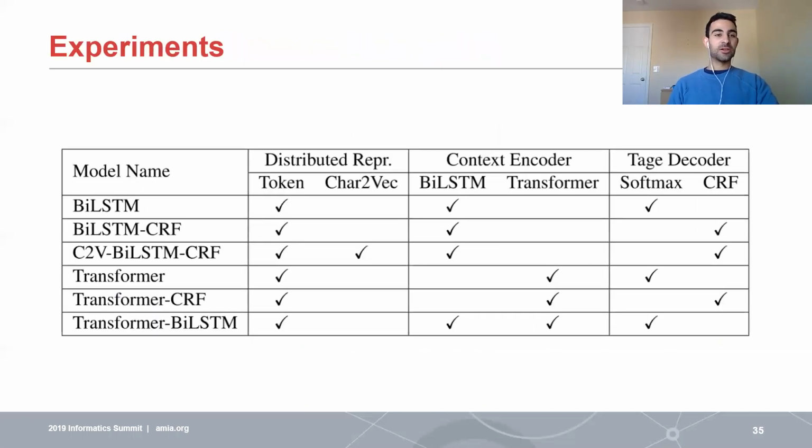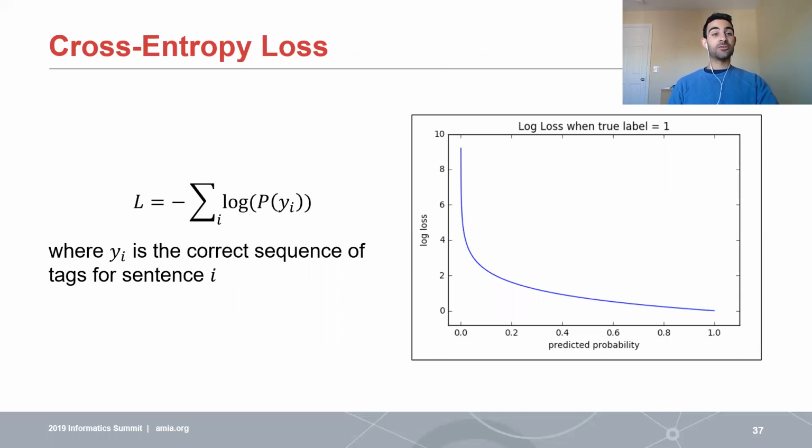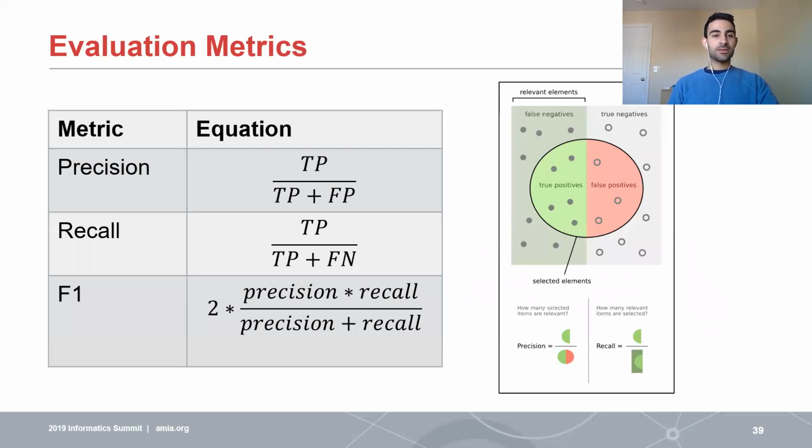This slide summarizes the models we built. Each row corresponds to a different combination of distributed representation, context encoder, and tag decoder. Moving on to training. All our models were trained using Cross-Entropy Loss, the standard for multi-class classification tasks. The probability of a sequence is given by the outputs of Softmax or CRF. Results. This slide lists the metrics we used to quantitatively evaluate our systems: precision, recall, and F1. These metrics are the most commonly used in NER tasks.